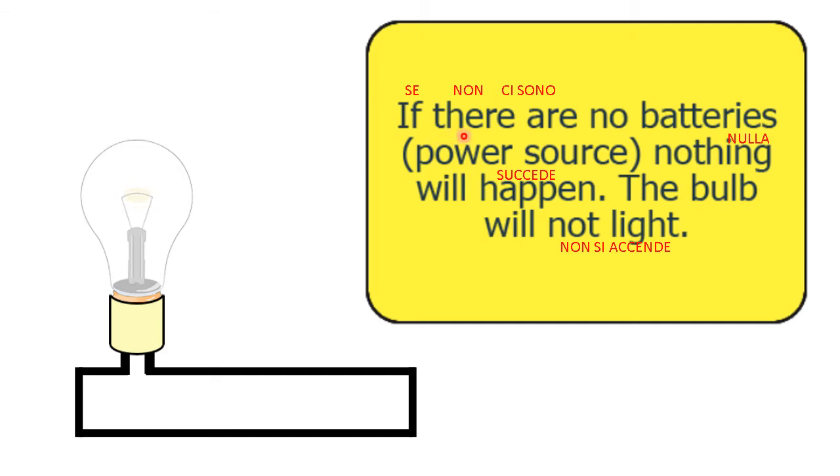If there are no batteries, which is the power source, nothing will happen. The bulb will not light. In fact, we don't have the batteries here. We have the wire and a component, which is the bulb, but no batteries, so nothing will happen.